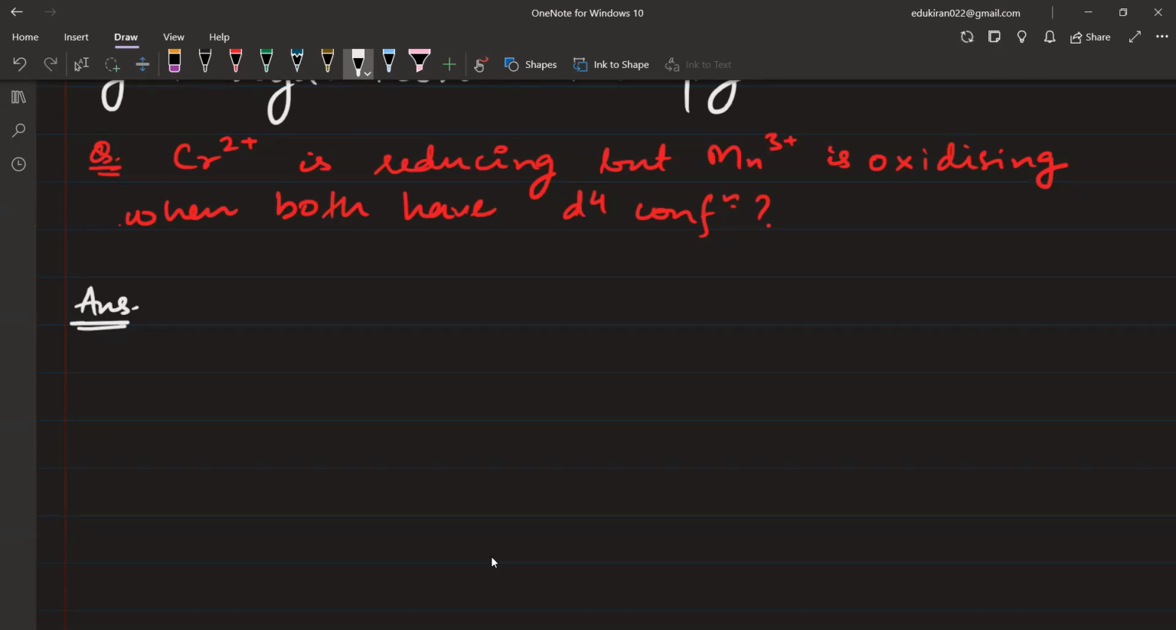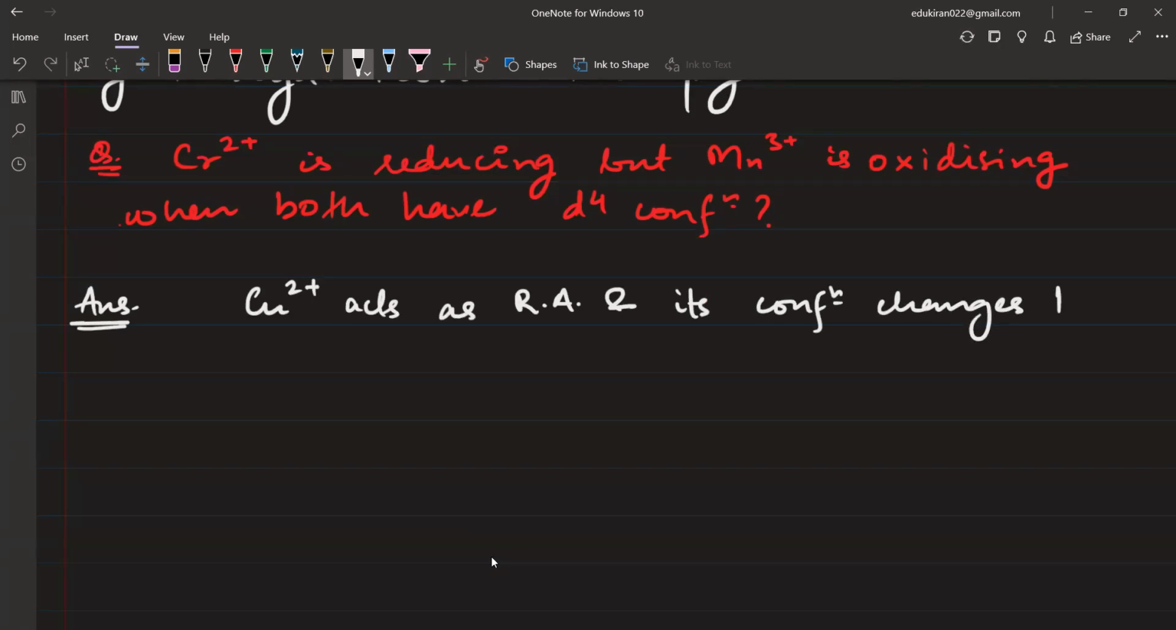Why is that? Okay, so why Cr2 plus? If Cr2 plus is going to reduce something, then Cr2 plus acts as a reducing agent, and its configuration changes from D4, it will give one more electron, so it will become D3. Okay, this electron will go from D4 to D3.